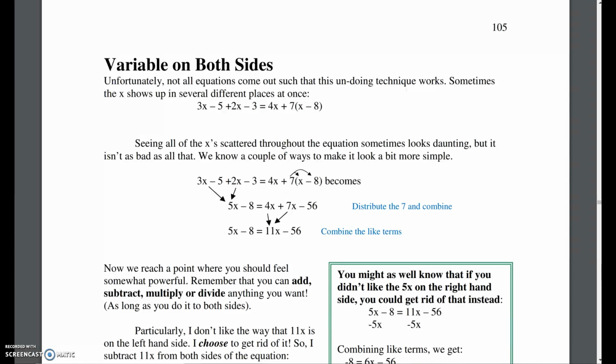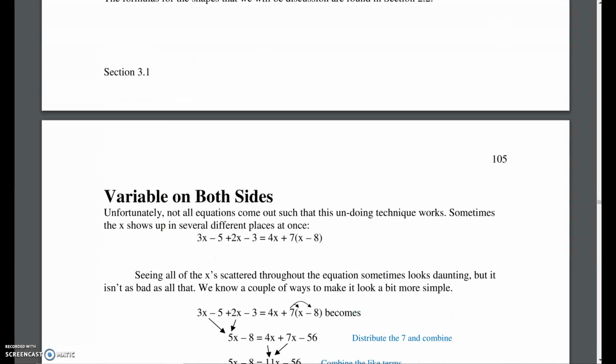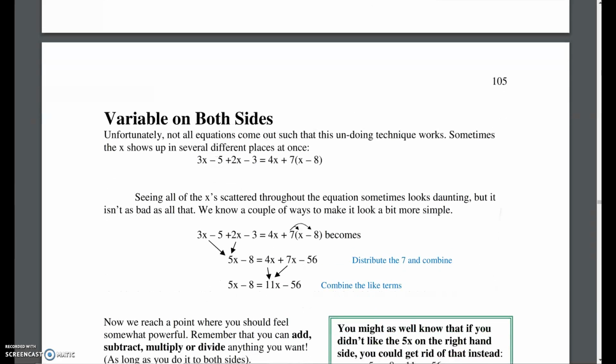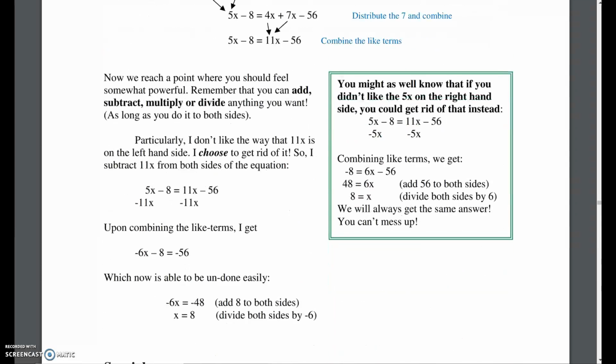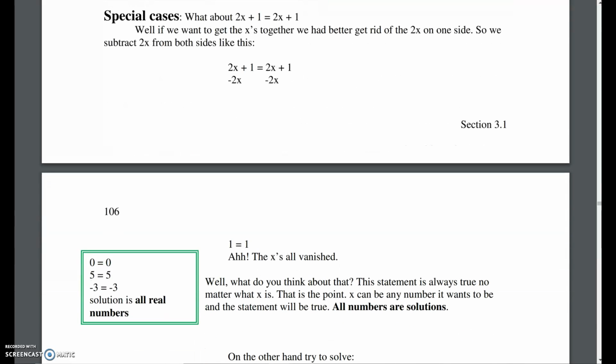First, I wanted to show you these 2 pages from the textbook. If you're in the entire textbook all put together, then it's pages 105 and 106. But otherwise, it's section 3.1, which is in lesson 8. This is where it talks about variables on both sides. For these problems, we're going to scroll down to where it says special cases. That's where it talks about when there are variables on both sides.